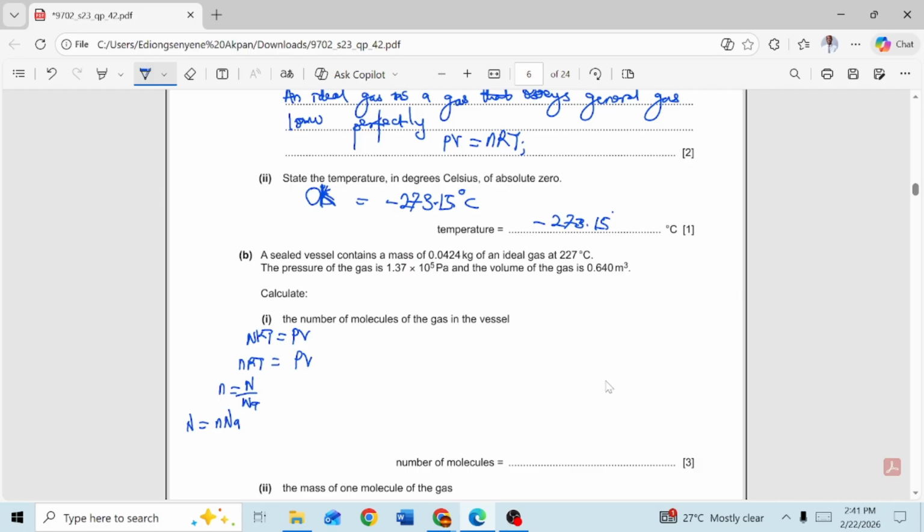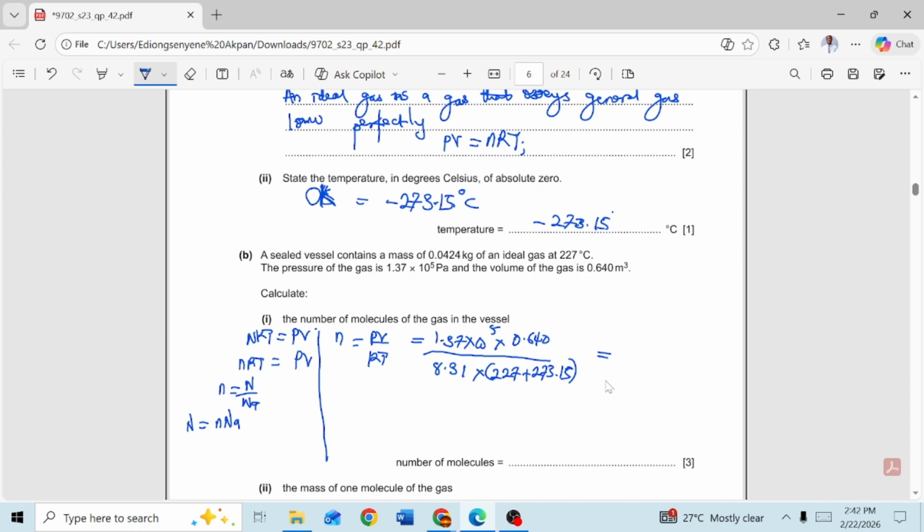Anyone that resonates well with you, you can use it. Now let me pick the one like n equal to PV over RT. This will give us 1.37 times 10 raised to the power of 5 times volume 0.640 divided by molar constant, that is 8.31, times absolute temperature. We are going to add 273.15 to it.